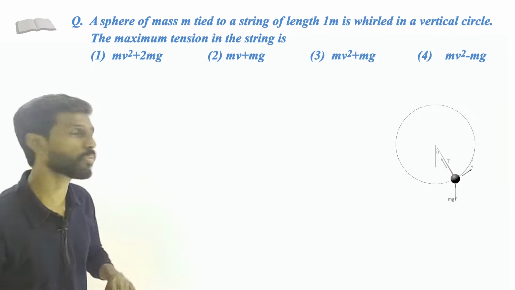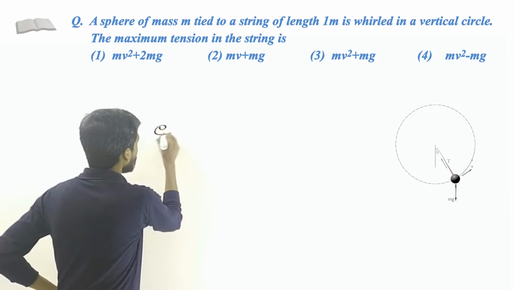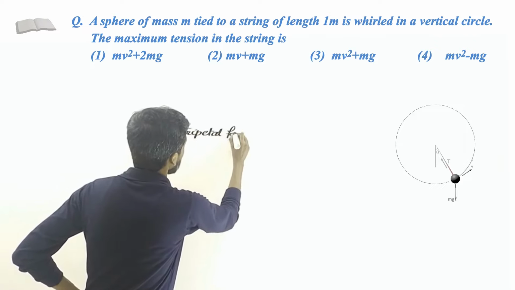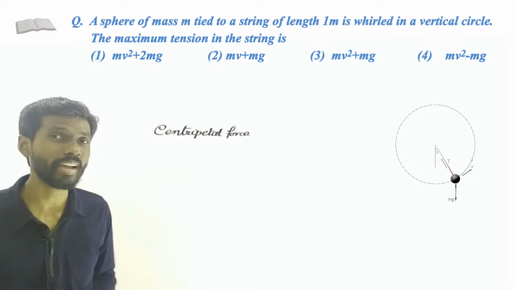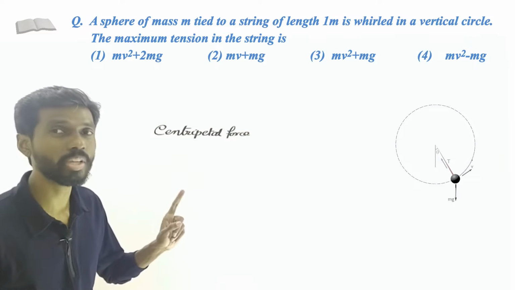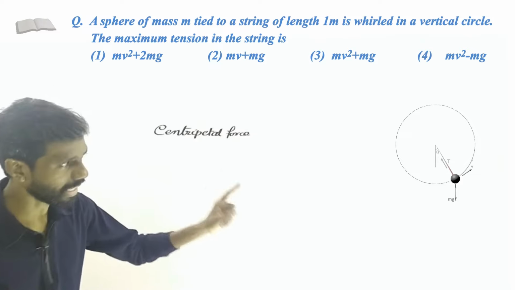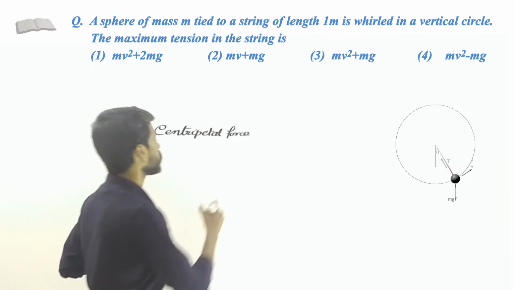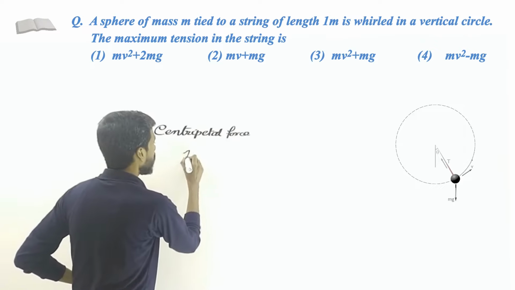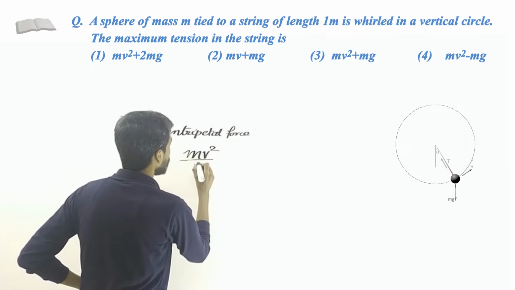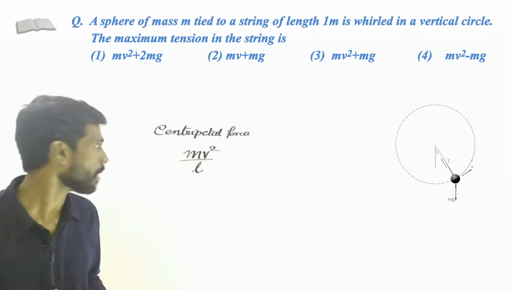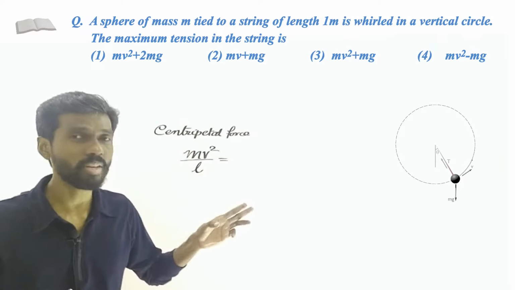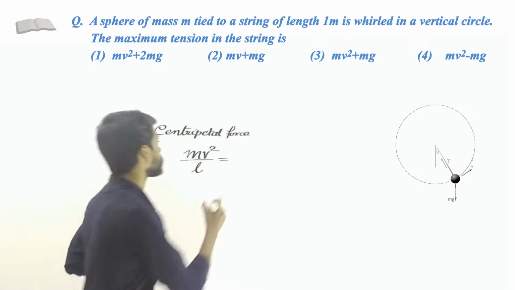So what is the centripetal force here? What is meant by centripetal force? The force that acts towards the center of the circle. But here that force can be due to the tension force and also the gravitational force. At that position, what is the force acting towards the center? The tension force. So the centripetal force has formula mv square divided by L. That is equal to the tension force towards the center, so T.